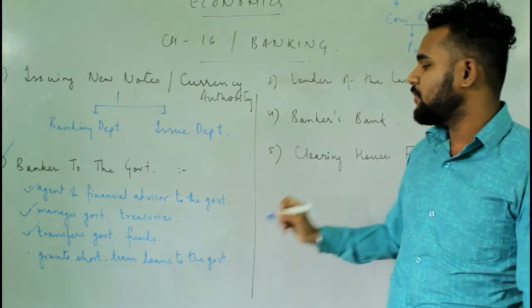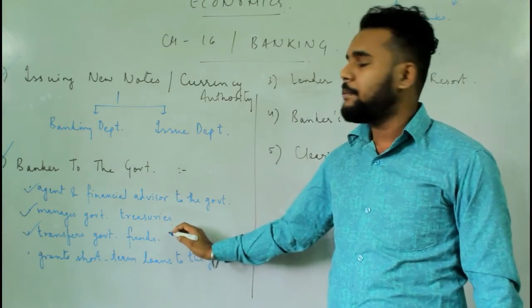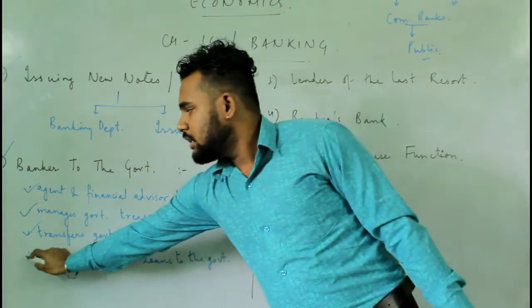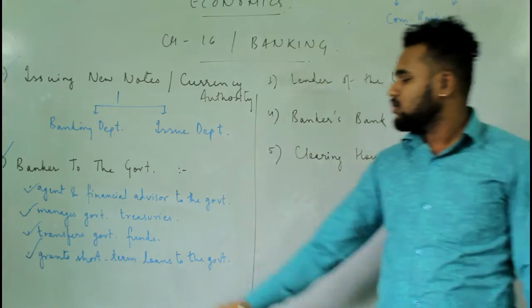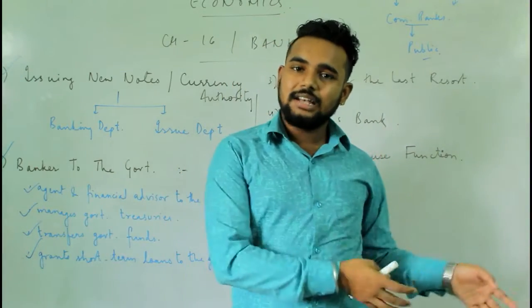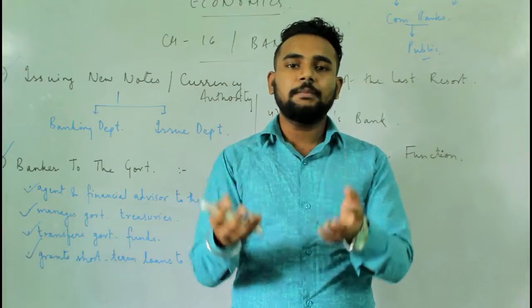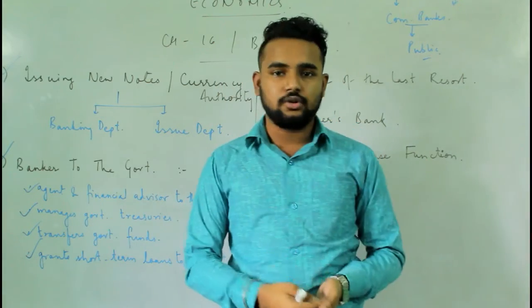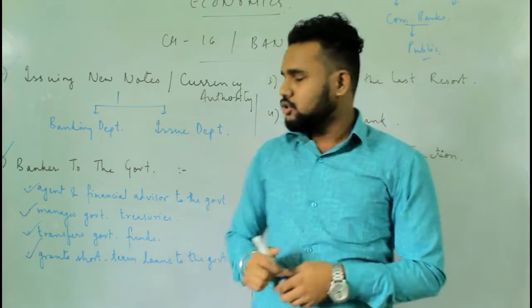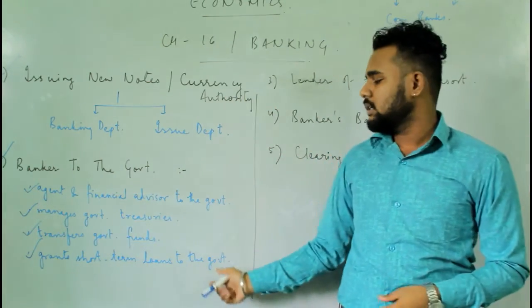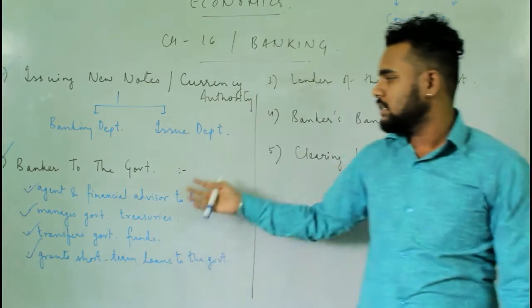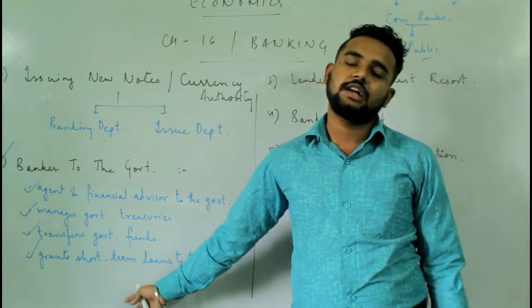So the transferring of government funds is not done by any other part of the government, but is always managed by the RBI. Clear? Next, the last point here, it grants short-term loans to the government. If the government runs short of money, then the RBI comes as a supreme helper. The RBI offers loans to the government for the short term, probably with little or no interest. Clear? So this is the fourth point. These are the four points that we have discussed under this criterion.